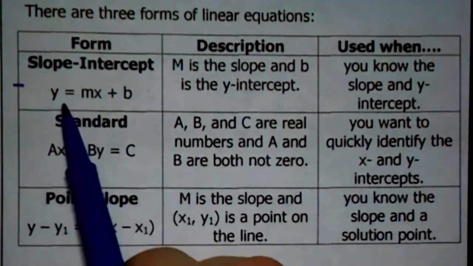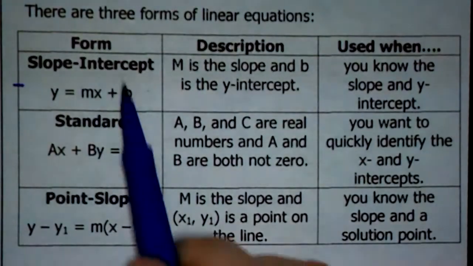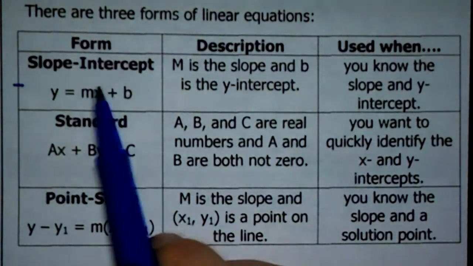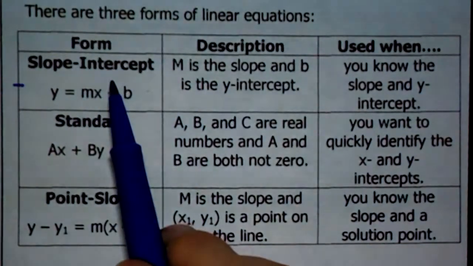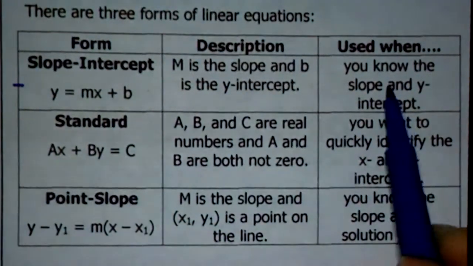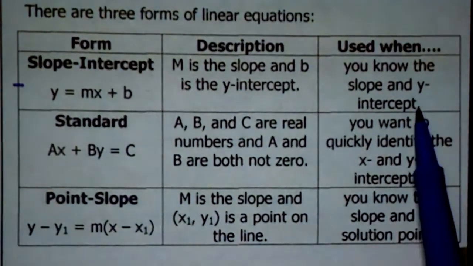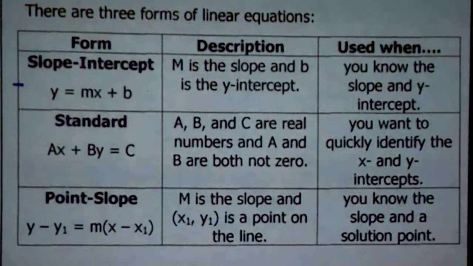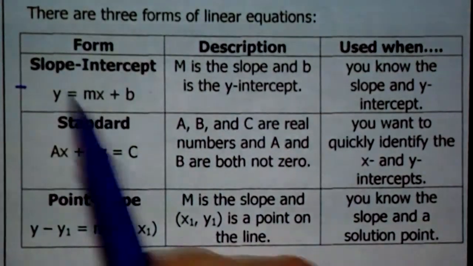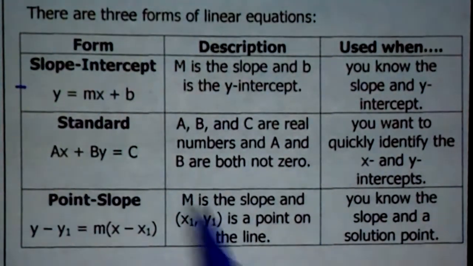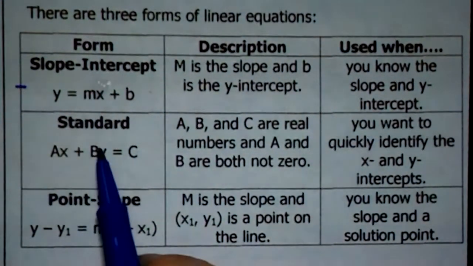So if an equation is written in y equals mx plus b, or slope-intercept form, m is the slope, b is the y-intercept. That's why it's called slope-intercept. Crazy, I know. You know the slope and the y-intercept with this one. So if you're trying to easily identify the slope and the y-intercept, maybe to graph an equation, you'd want it in this form. There's another form called the standard form.